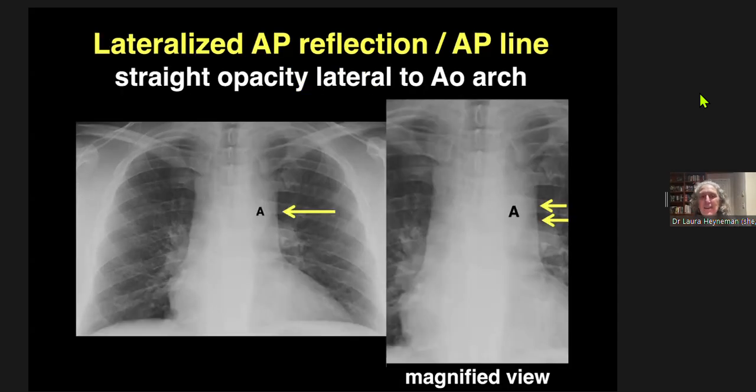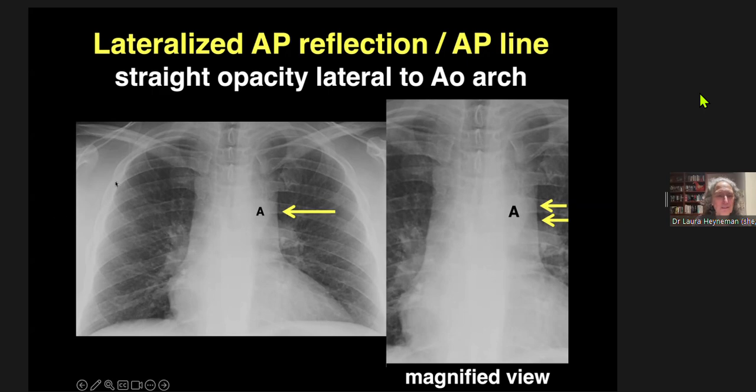The abnormality here is in what's referred to as the AP reflection or the AP line. Those two things are synonymous. And essentially, this is referred to as lateralization of the AP line. We have a very straight line of an opacity that projects lateral to the transverse aorta. And that is abnormal. That is not what we should normally see.